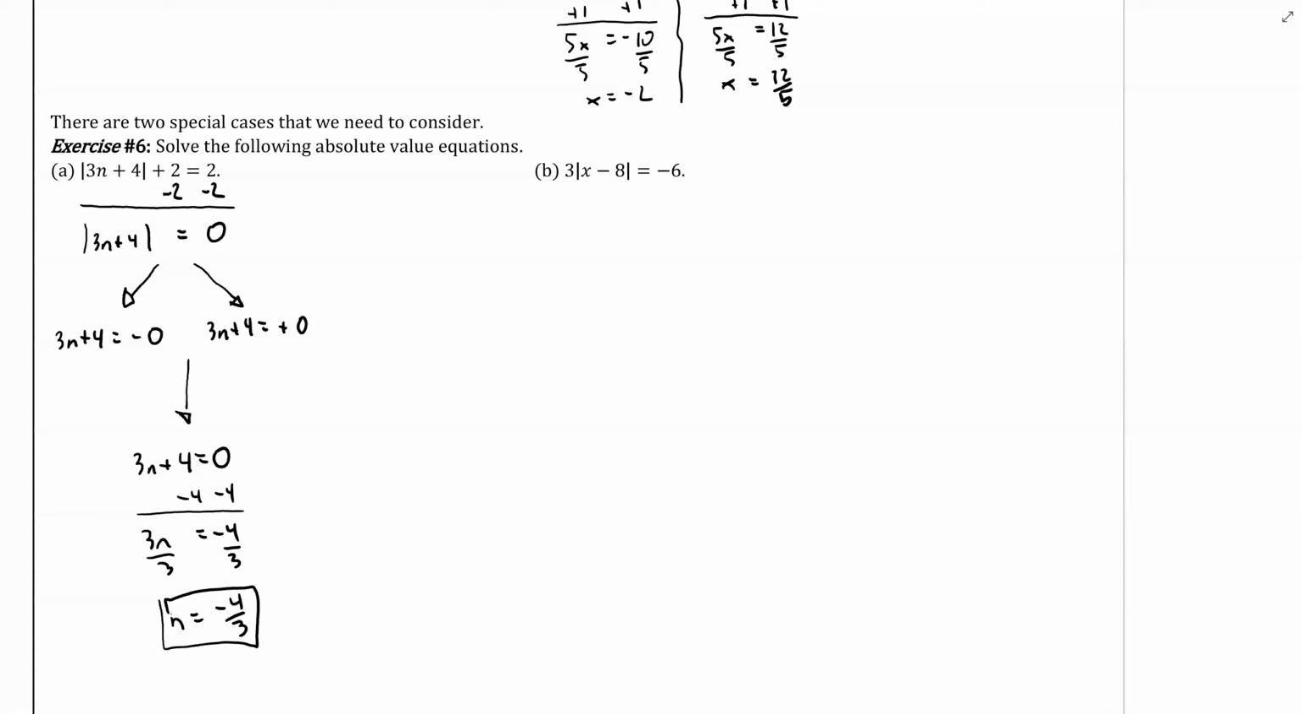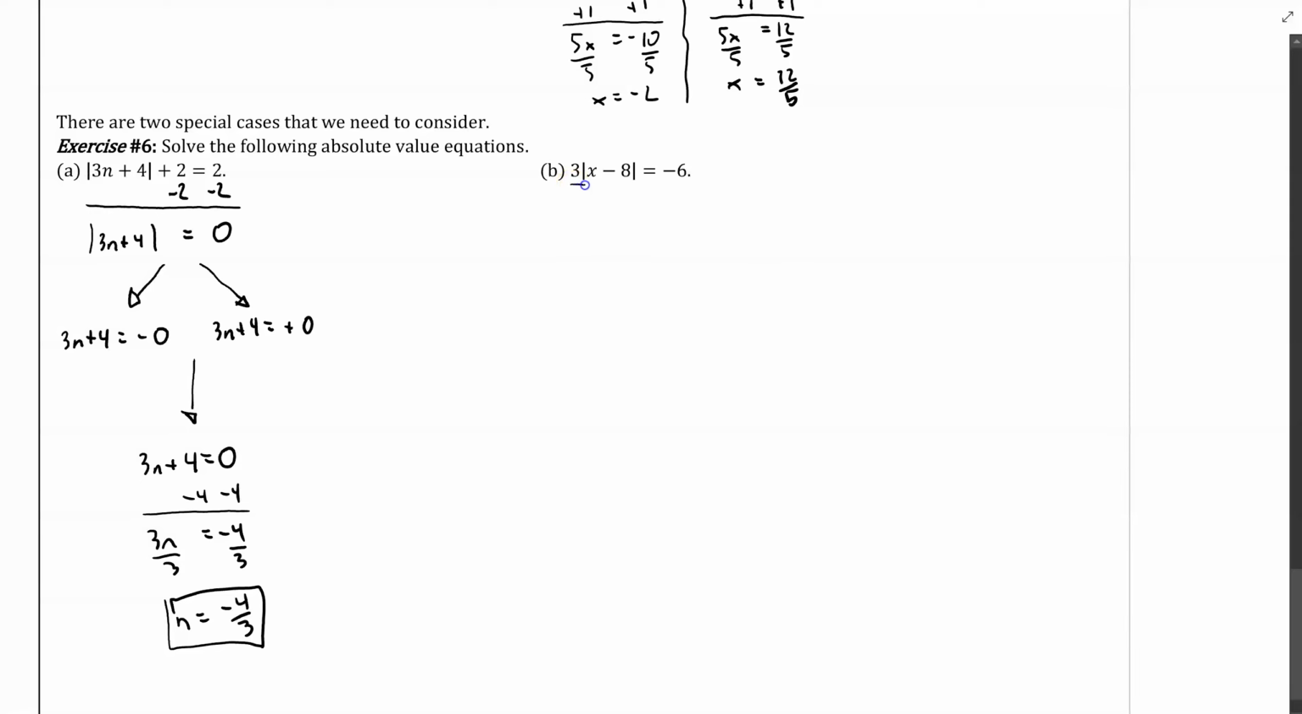Okay, in part B, we have 3 times the absolute value of x minus 8 equals negative 6. Just as before, we need the bars by themselves before we split it into 2 cases. So we'll divide both sides by 3, giving us the absolute value of x minus 8 equals negative 2. Okay, so from here, the temptation is to write the absolute value of x minus 8 equals the negative version and the positive version. But there's a problem here.